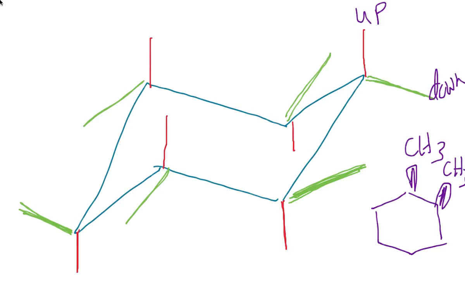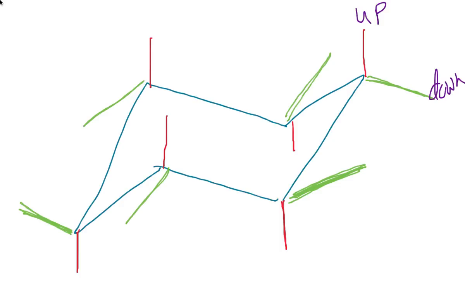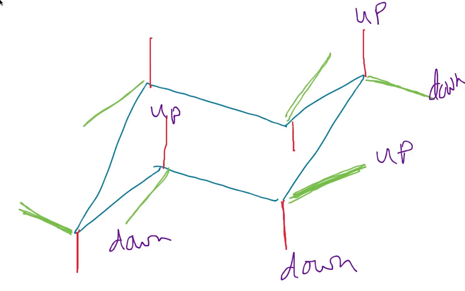This is the up position, this is down. The next position over, the one on the top of the ring, is going to be equatorial, and down will be axial. If you go to the next carbon over, the up position is axial, and the down position is equatorial. So you see how I'm doing that? And so that alternates all the way around the ring.